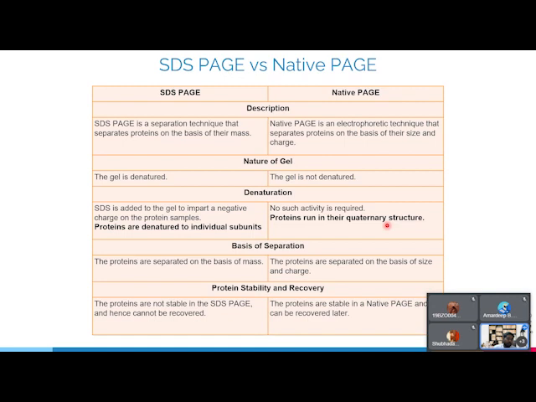and only a single band will be present, which will represent the quaternary structure of hemoglobin. So in the case of SDS-PAGE, two separate bands, alpha and beta, and in the case of native PAGE, only one larger band way up above, which will essentially be the addition of the two alphas and the two betas of the SDS-PAGE.